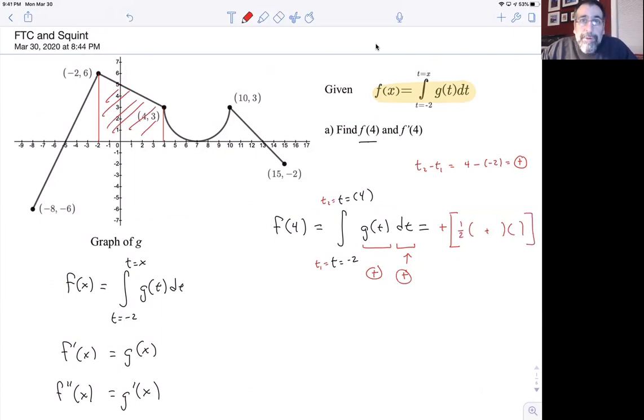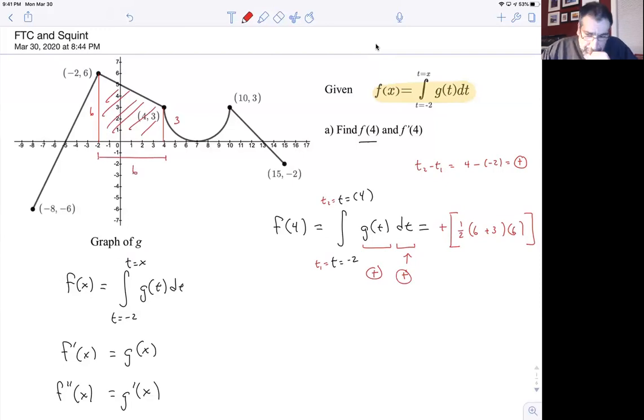So when we're talking about a trapezoid, the bases are the parallel sides. So the first side over here has a length of 6. The other base over here has a length of 3. So we're going to get 6 plus 3 for my two bases. And now the height is the distance from one base to the other. We're going from -2 to 4 along the x-axis. So that is going to give us a value of 6. And again, that's from -2 to 4, value of 6.